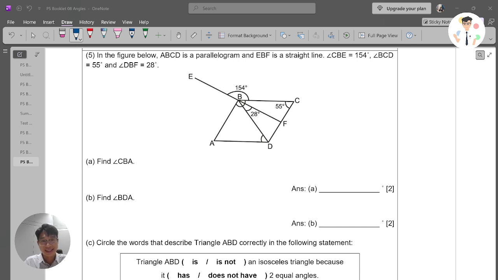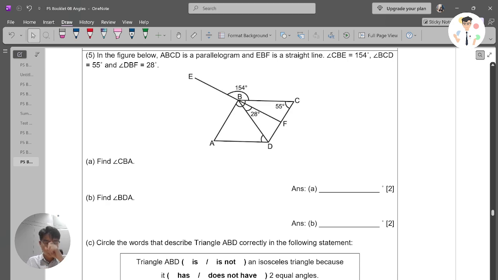And this question is quite interesting because not only do you need to solve for the angles, but you are also asked to circle some words to correctly match the statement. Okay, so it's kind of a common question that you'll be seeing when you're solving an angle question. Okay, let's look at this question.